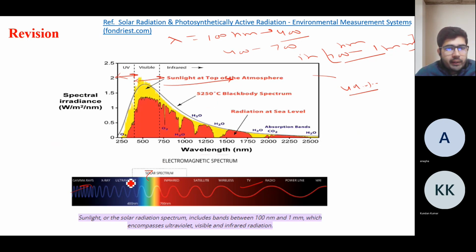So the sunlight or solar radiation spectrum includes the band between 100 nanometer to 1 mm, which encompasses ultraviolet, visible, and infrared radiations. You can see that ultraviolet is from 100 to 400, then 400 to 700 is visible light, and from 700 nanometer to 1 mm is the infrared.